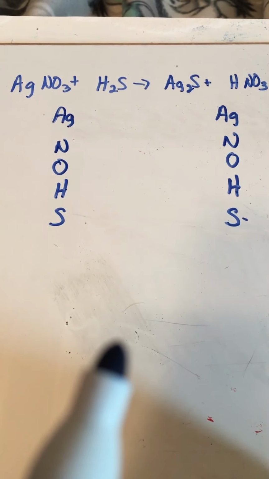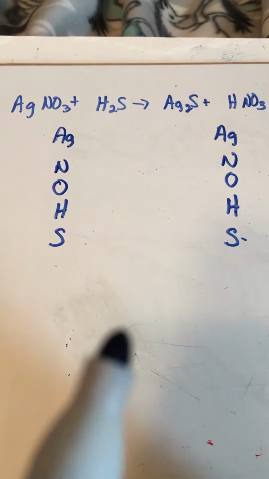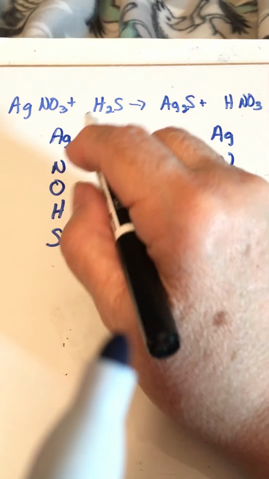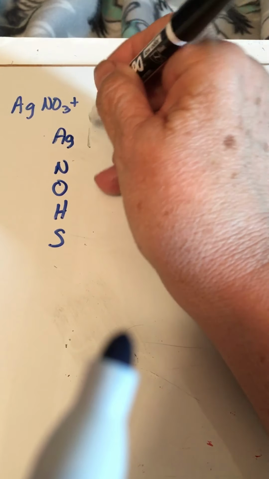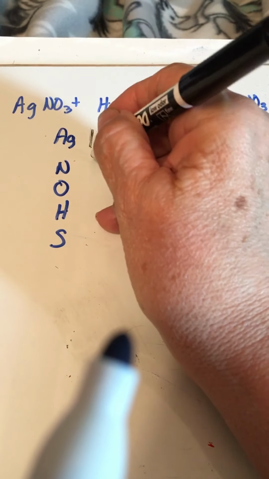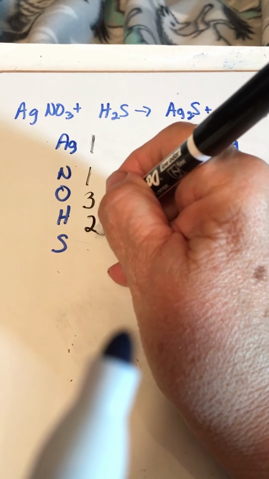This video explains how to find molar mass. We're going to start by balancing this equation. There we go. So we're going to count. We have 1 silver, 1 nitrogen, 3 oxygen, 2 hydrogen, 1 sulfur.